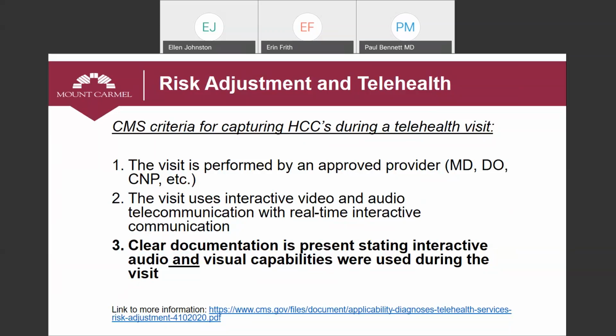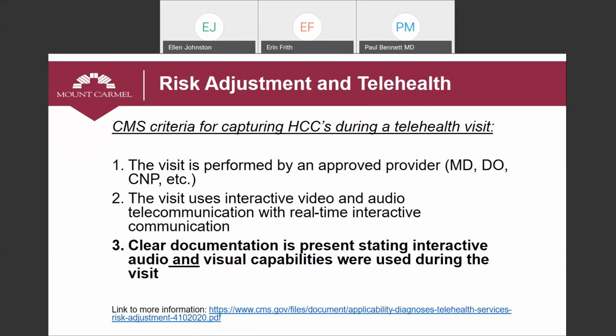Most importantly, it must be documented in the medical record that the visit was completed over telehealth with synchronous or real-time audio and video services used. Documenting this and the time of the visit in the medical record will help to keep the visit compliant with CMS when capturing and closing HCC gaps throughout the year.